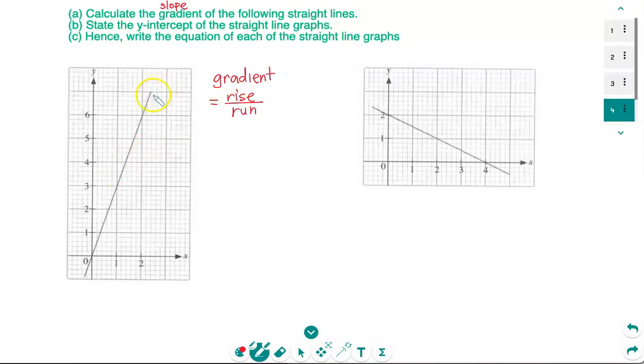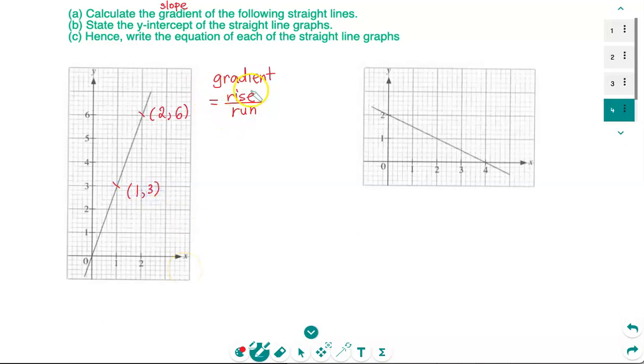For this particular straight line, how do we calculate the rise? Number one, I would like to get two coordinates from the graph. So let's see, the graph is here. One of the coordinates would be, the y coordinate would be 6 and the x coordinate would be 2. So let's get the other coordinate here, which would be 1 and 3.